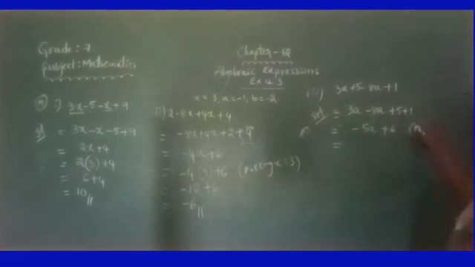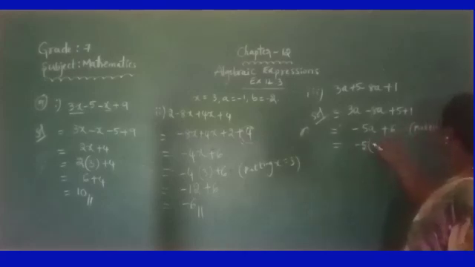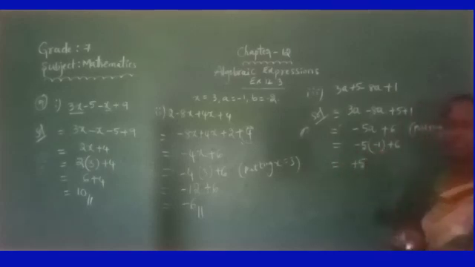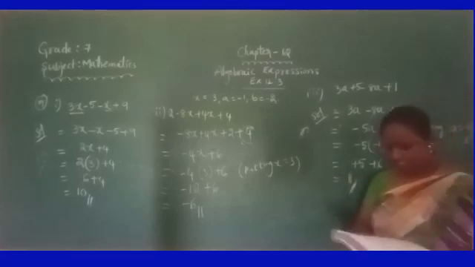Now here, putting x or a? A is equal to minus 1. Minus 5 into a value is minus 1 plus 6. Minus into minus is plus, 5 into 1, 5. Plus 6. 5 plus 6 is equal to 11.